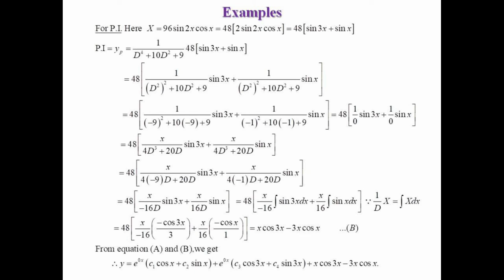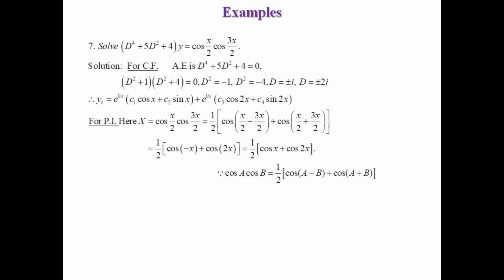So in this way we can solve the complicated example. For solving such complicated examples, we require the basic results. Now let's take the next, 7th example. Here the example is D raised to 4 plus 5D square plus 4, into y equal to cos(x/2) into cos(3x/2).